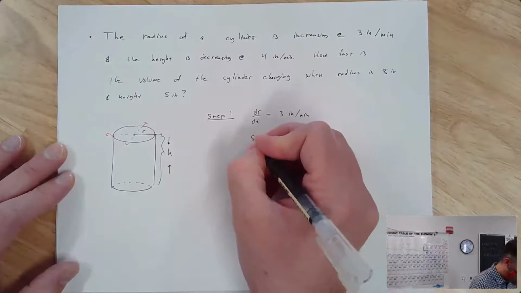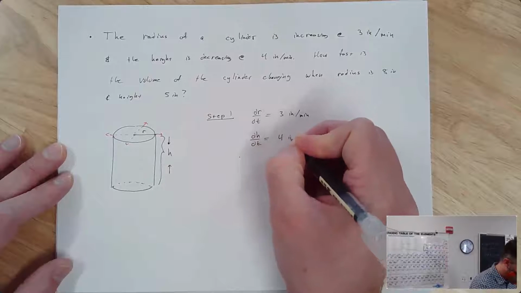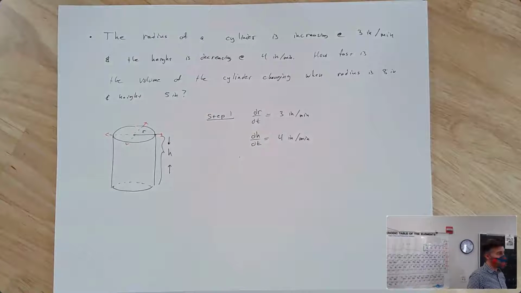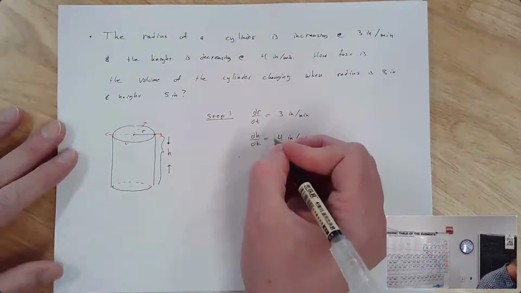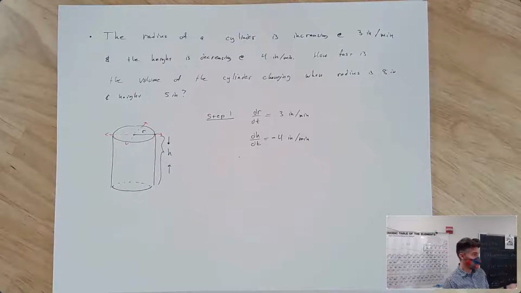So it's not going to be correct to say that dh/dt is 4 inches per minute, because that would mean that the height was getting bigger by 4 inches every minute. We need a negative sign. If something's decreasing, its derivative should be negative because its rate of change is negative, right? It's getting smaller and smaller and smaller. Its rate of change is negative.